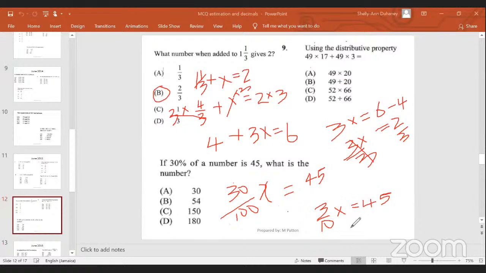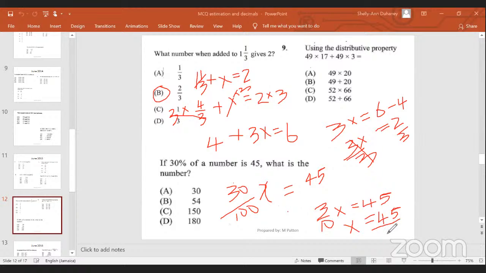All right, so I have x is equal to 45 divided by both sides.